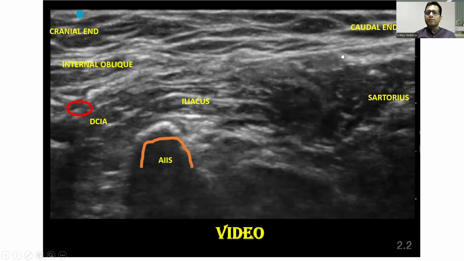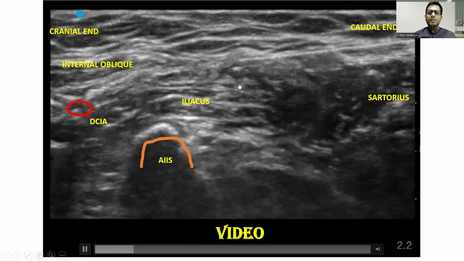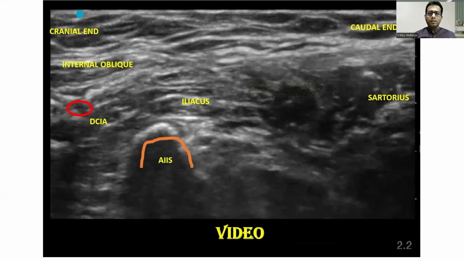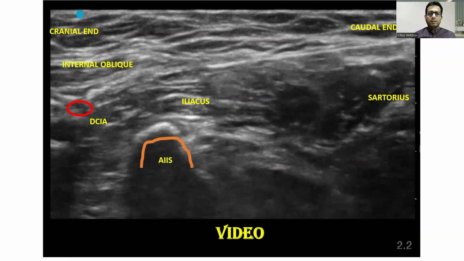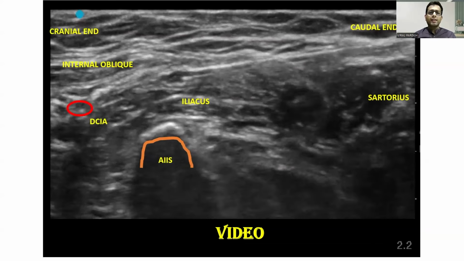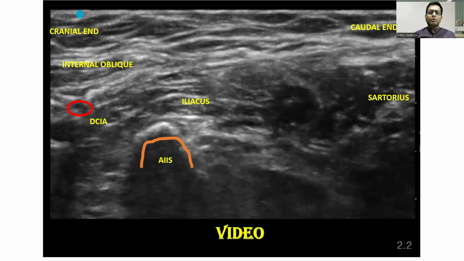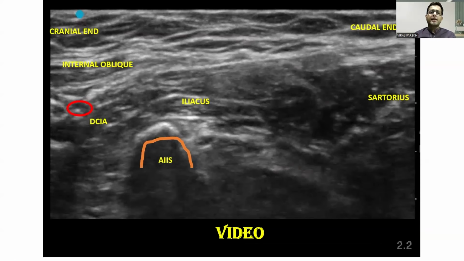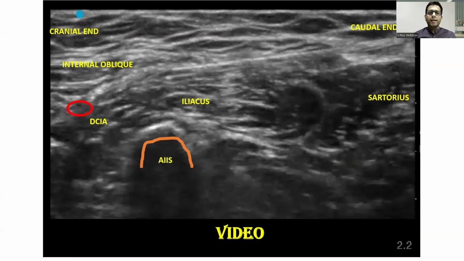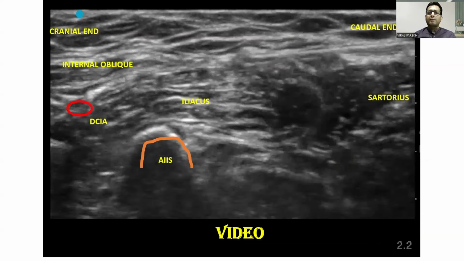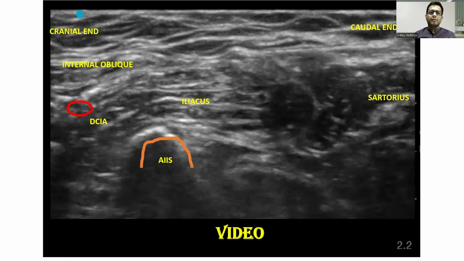The needle is coming from the caudal end. So the first injection which has happened is intramuscular. As I move more cranially, I just want to go and pierce the fascia iliaca. But again, the second injection is intramuscular. So I am withdrawing the needle. I am repositioning it.